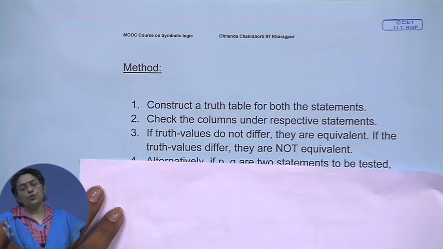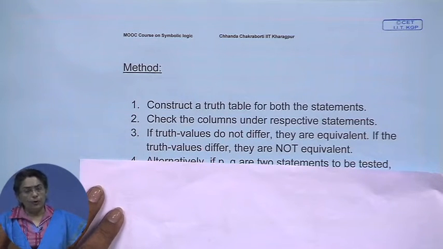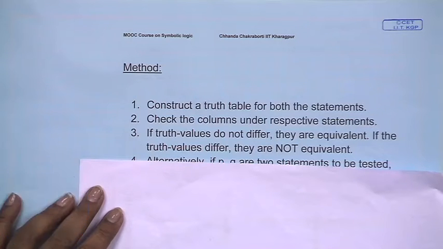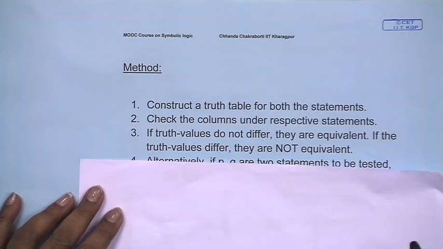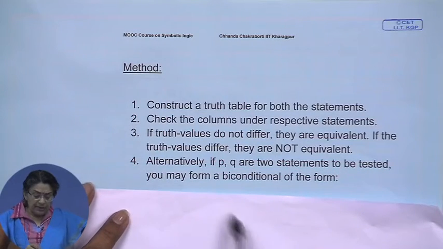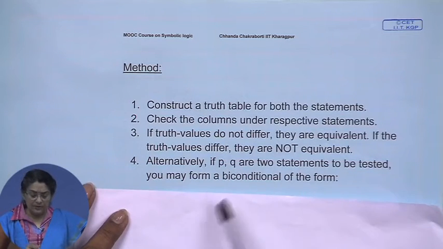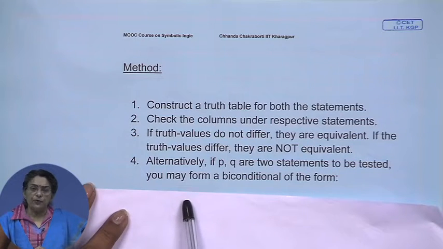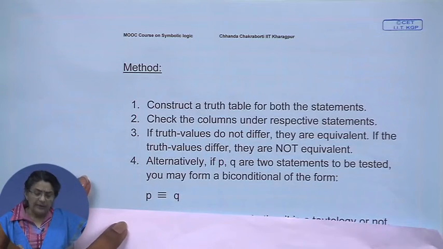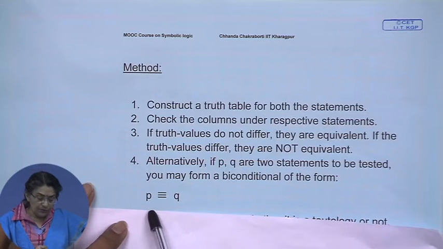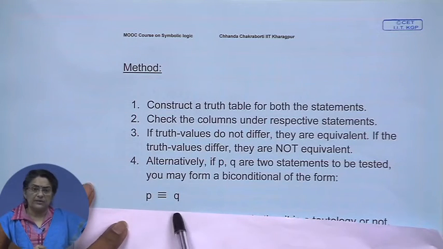So, this is one approach to try out the truth table technique to show logical equivalence or the lack of it. The alternative way to do this would be that, suppose P and Q are any two given propositions and they are to be tested for logical equivalence. What you can do is to form a biconditional out of them, and the form will be like this. Remember, P and Q are any two given propositions.